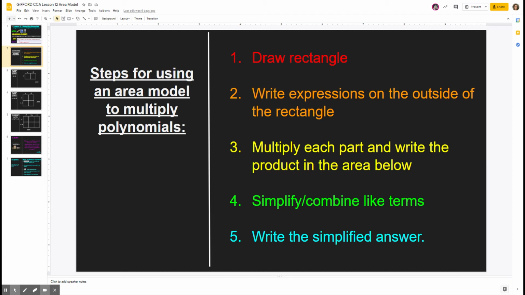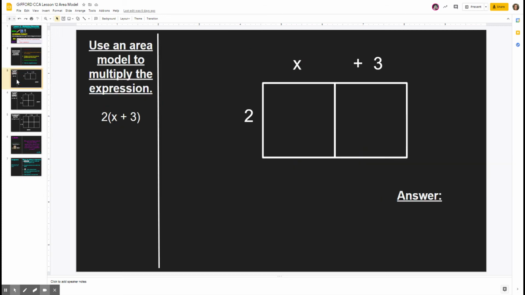All right, again, step number 1 is going to be to draw that rectangle. Step number 2 is going to be to write the expressions on the outside of the rectangle, just like we did with the algebra tiles. Step 3, you're going to multiply each part and write it in the area below, kind of like a times table from when you were little, and then you're going to simplify and combine any like terms, and then you're going to write that simplified algebraic expression. So that's our first example. I'm going to give you a moment to get that copied down on your paper, and then I'll walk you through those examples.